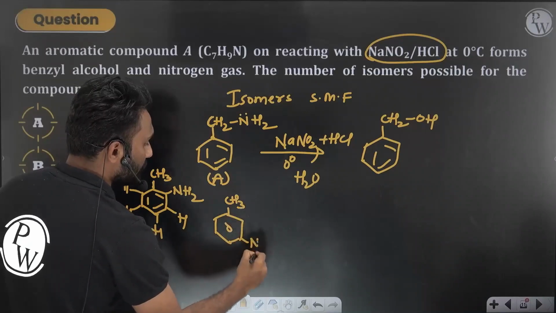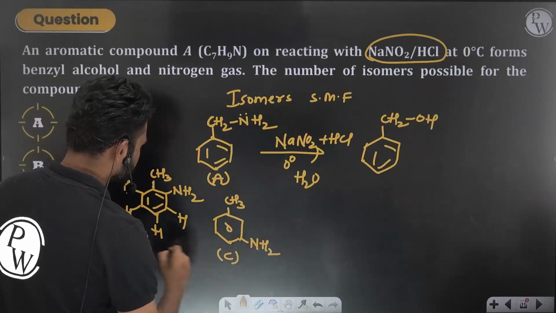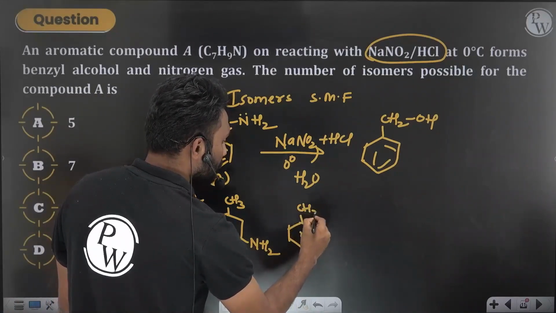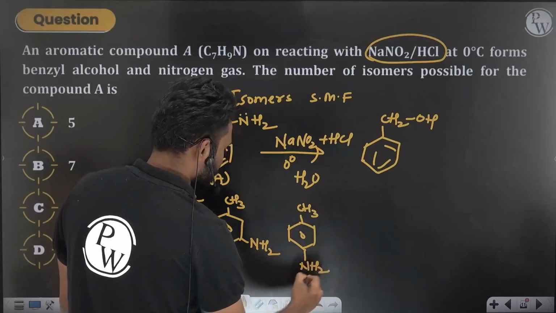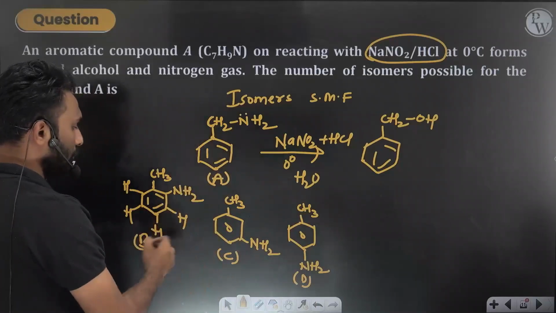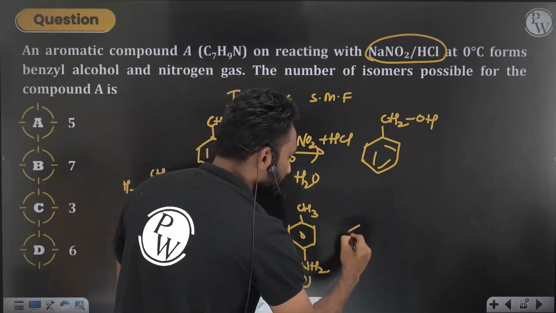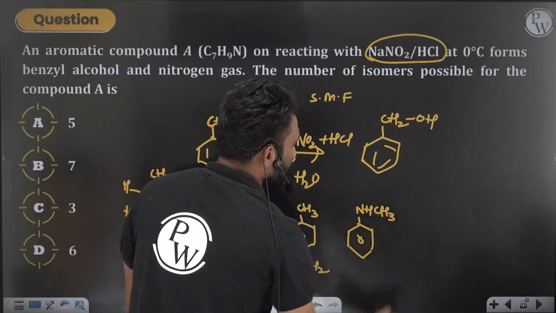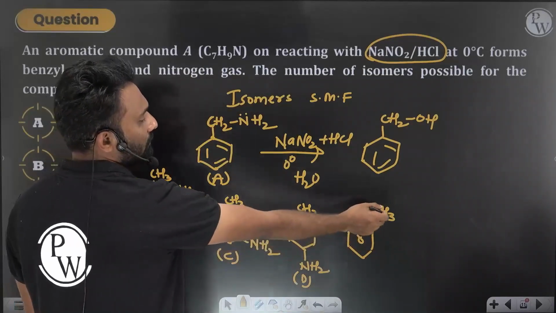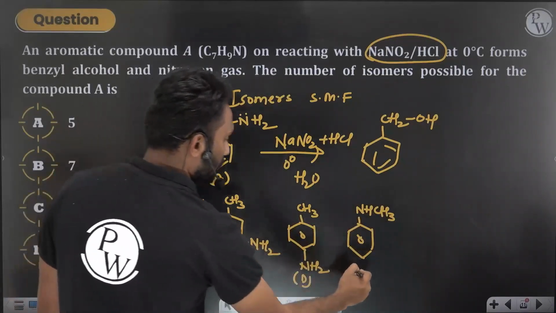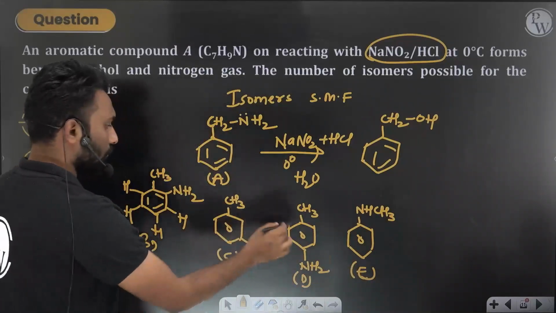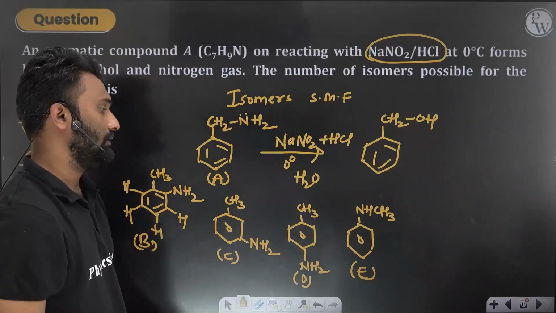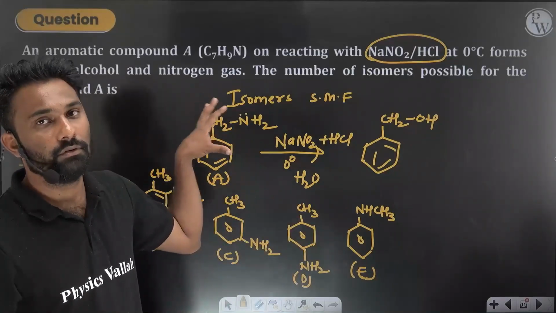Now at the meta position, this is C, this is 3. Now the fourth one, at the para position, this is D. Now 1, 2, 3, 4, and another one is also possible. Here the 5, 6 and this is 9, same formula. How many in total? 1, 2, 3, 4, 5. So 5 isomers are possible for this one. Option A. Okay, next.